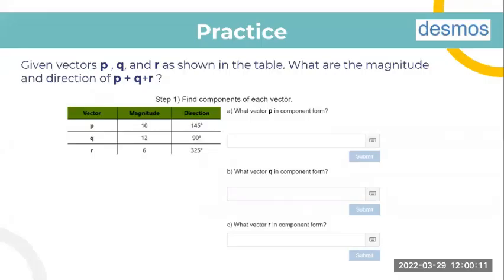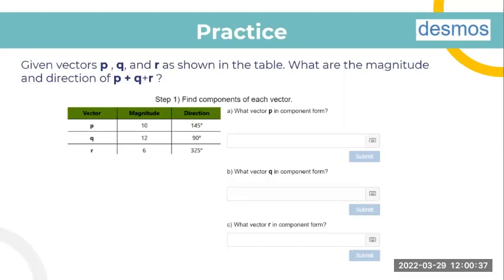This is our last example, but we're going to go through it step by step. So here, they've given us vectors P, Q, and R. So this time we have 3 vectors that we need to add together because they want to know what is the magnitude and direction of P plus Q plus R. So the good news is the process is exactly the same.